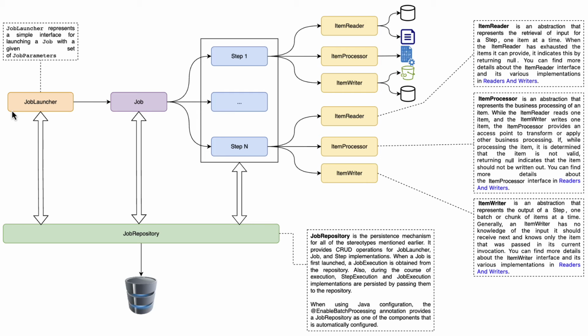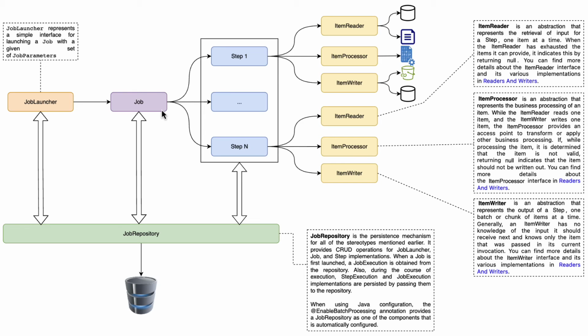And all these three parts, job launcher, job, and the steps, communicate with the job repository. The job repository is the persistence mechanism for all of the stereotypes mentioned earlier. It provides CRUD operations for job launcher, job, and step implementations. When a job is first launched, a job execution is obtained from the repository. Also, during the course of execution, step execution and job execution implementations are persisted by passing them to this repository. When using Java configuration, the EnableBatchProcessing annotation provides the job repository as one of the components that is automatically configured. So this is the global overview of the batch architecture.